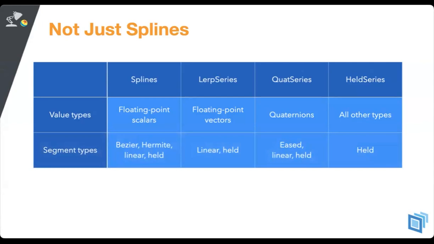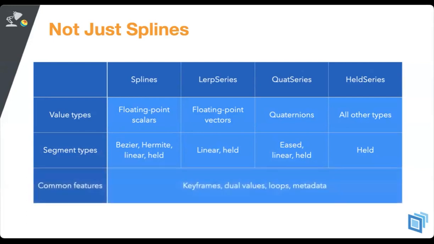The types of segments supported in splines, again, as per the previous diagram: Beziers, Hermites, linears, and helds. Lerp series just gives you linear and held, but unlike time samples, gives you the opportunity to decide which of those behaviors you want. Quaternion series have sort of an eased form, which is like a Bezier, and in fact, in some technical ways is a Bezier, but you don't have control over the tangents. Then linear and held interpolation in held series is exactly what it says.